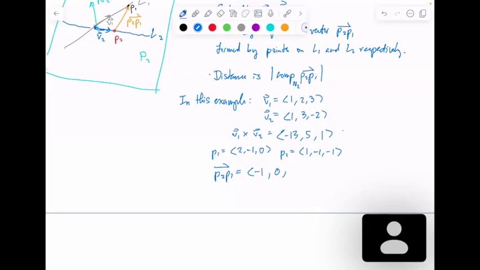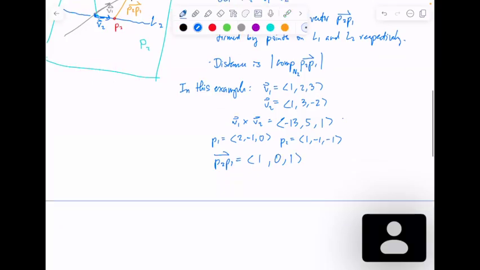Oh no, what am I doing here? P2 to P1 is what I want. I gave you P1, P2. Right, so I want the vector from P2 to P1, so that means take P1 and subtract off P2, so that's 2 minus 1, that's 1. 0, and 1 again. Okay, so here we are.